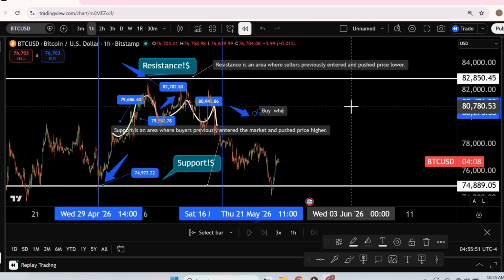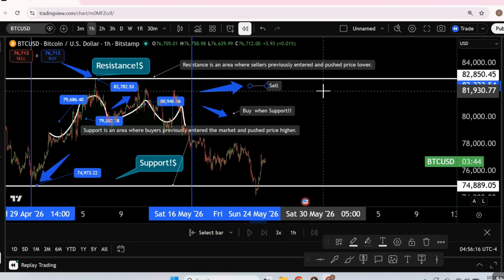One reason obvious levels work so well is because more traders are watching them. Retail traders, swing traders, institutional traders, even trading algorithms. And when more market participants focus on the same area, reactions become stronger.